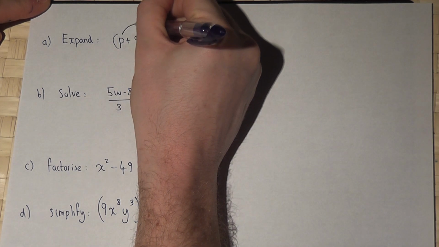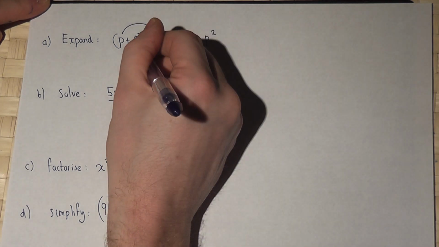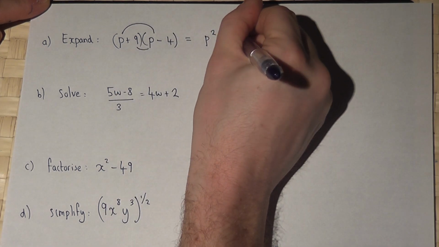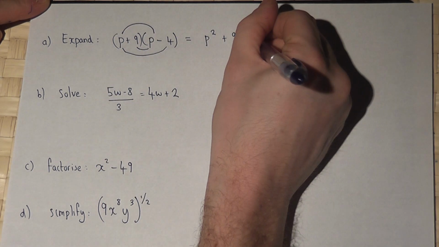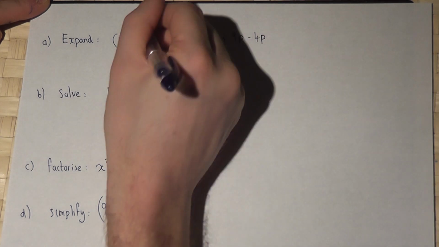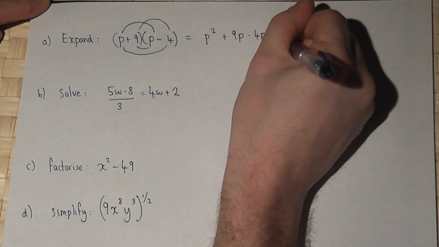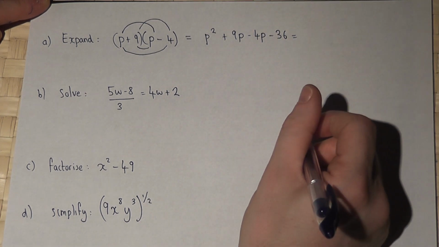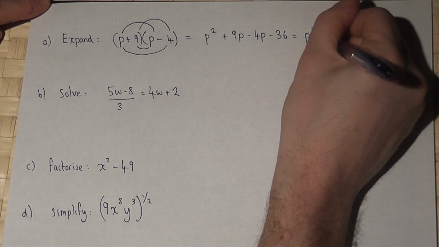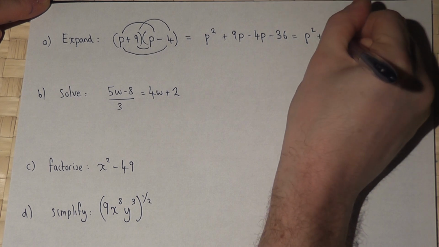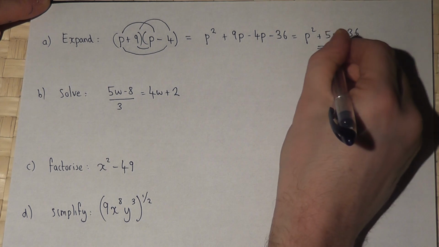Now then, p times p is p squared. 9 times p is 9p. p times minus 4 is minus 4p, and 9 times minus 4 is minus 36. This can then be simplified because p squared, 9p take 4p is 5p, take away 36. So that there is the final answer.